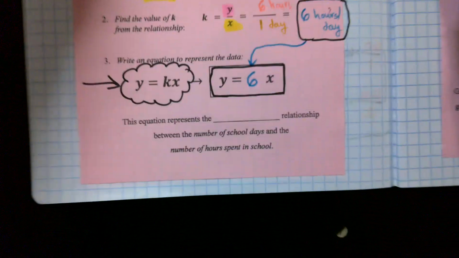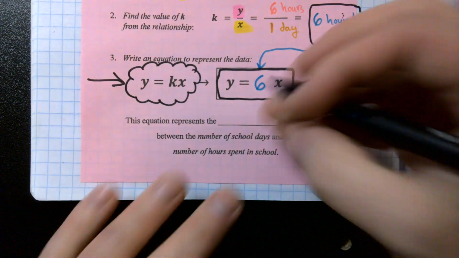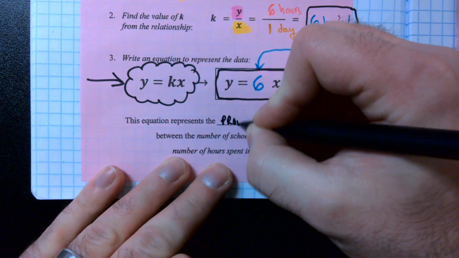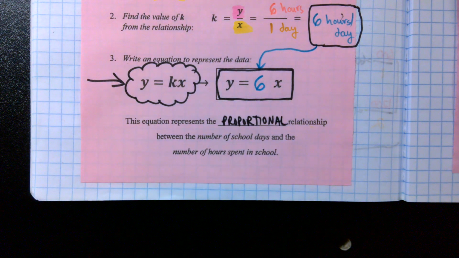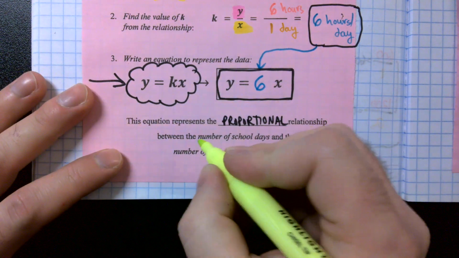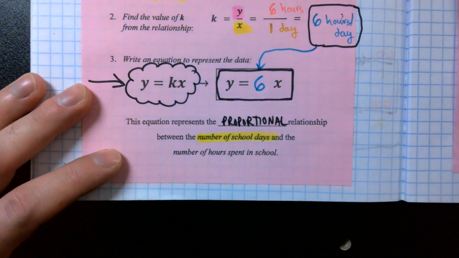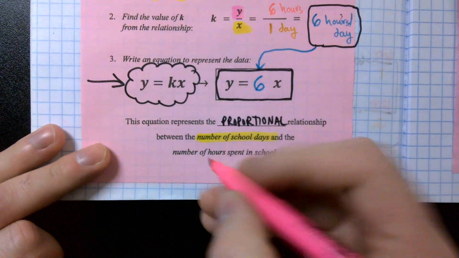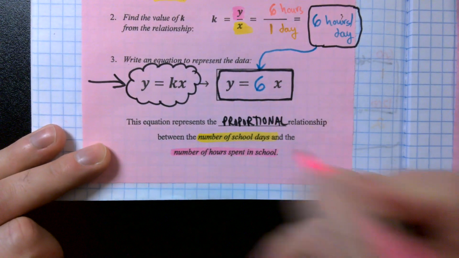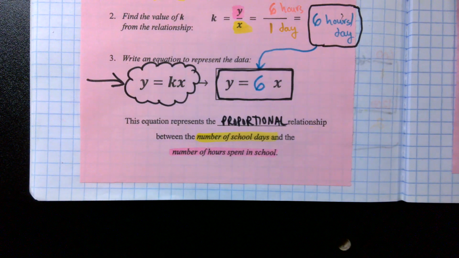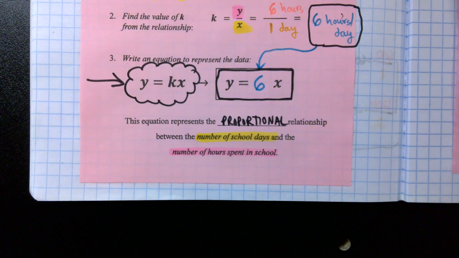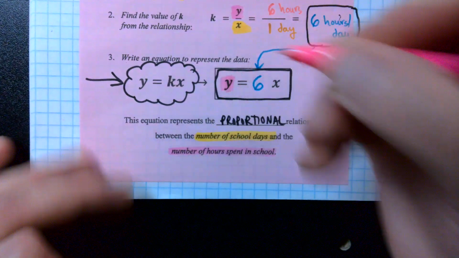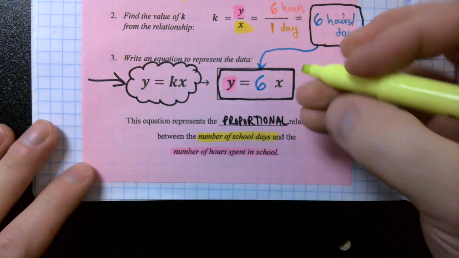What this equation represents, as we know, is the proportional relationship between the number of school days and the number of hours spent in school. All right, and in this equation, I'm going to highlight the y in pink and the x in yellow as well.